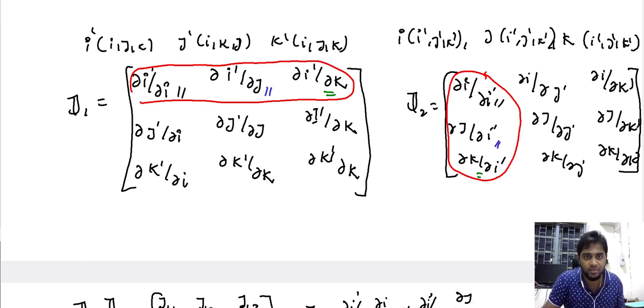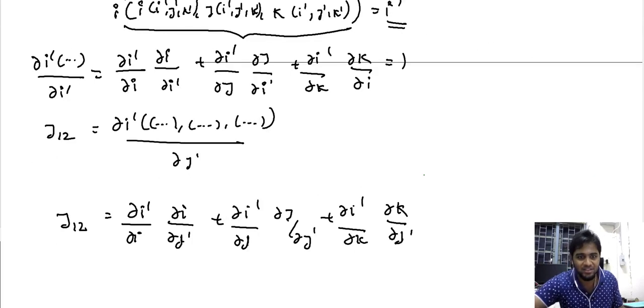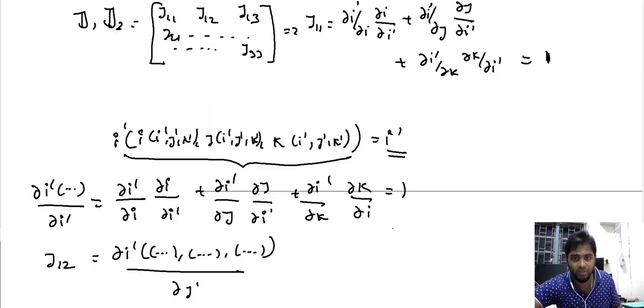Let me use a different color. So these terms: dou I prime by dou I into dou I by dou J prime, then we will have plus dou I prime by dou J and dou J by dou J prime. And the third term would be dou I prime by dou K and dou K by dou J prime. So that is exactly, I believe, what we have here.